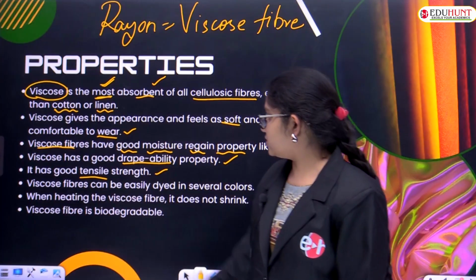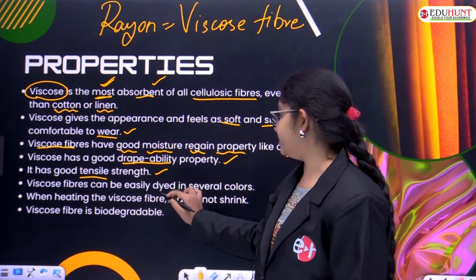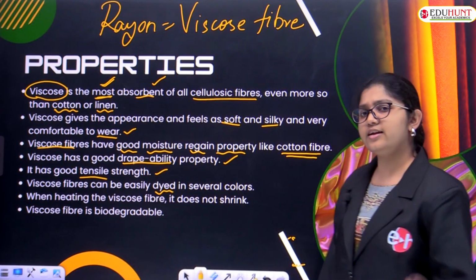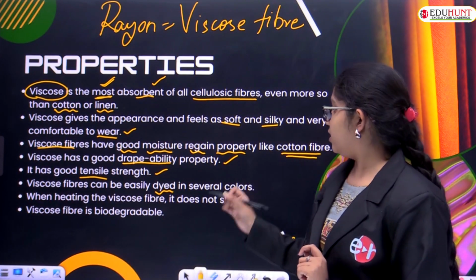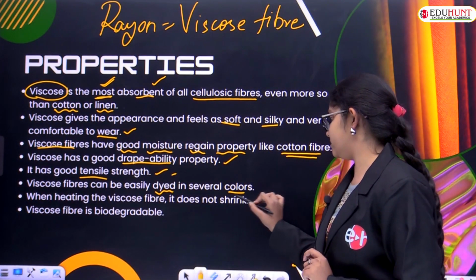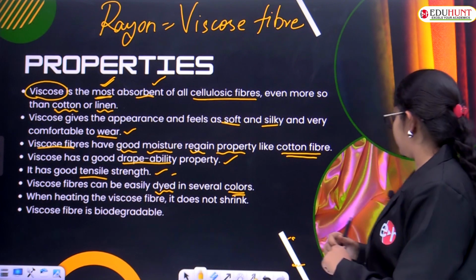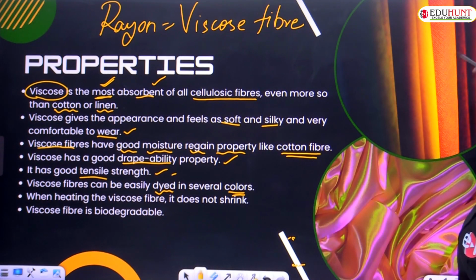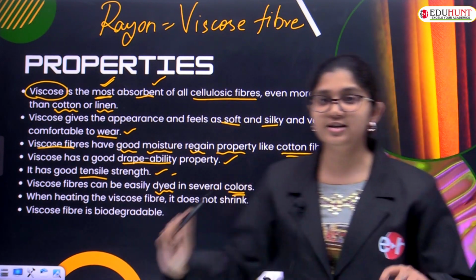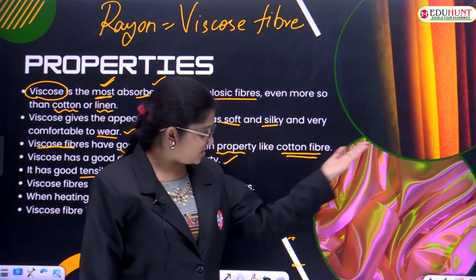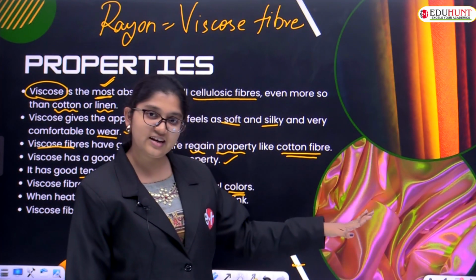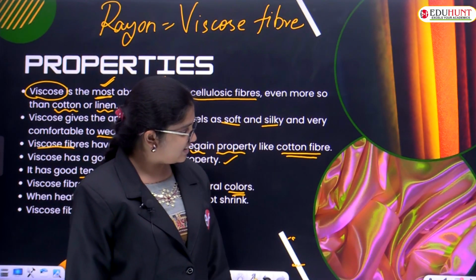Viscose fibers can be easily dyed. They can be dipped into several colors to get good colors. We can get multiple colors, see all these shades of rayon. Here you can see the silky and shiny nature of rayon. See how beautiful the double shaded colors are. Very good, very fine.